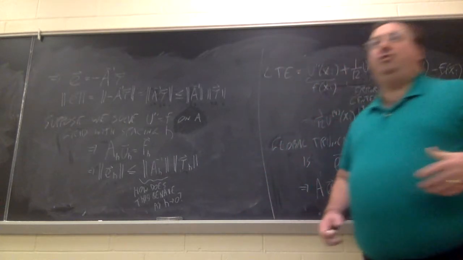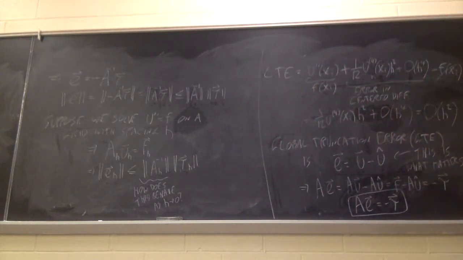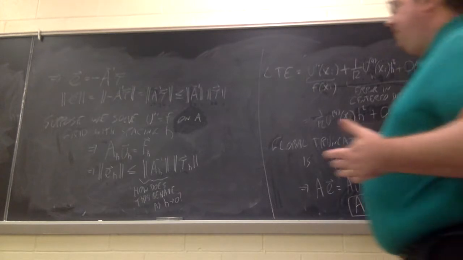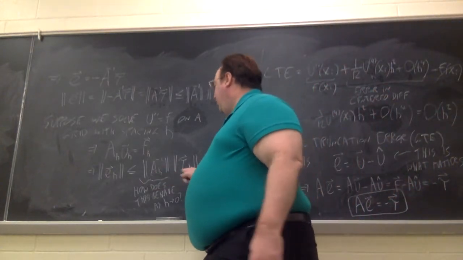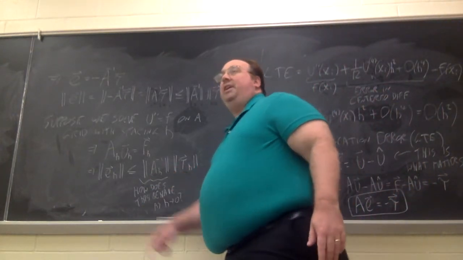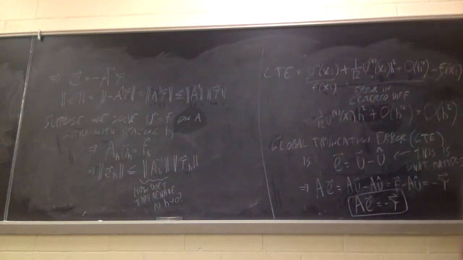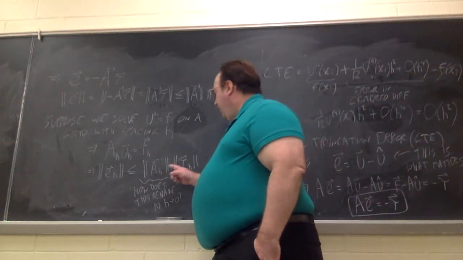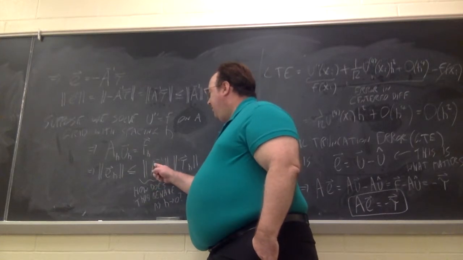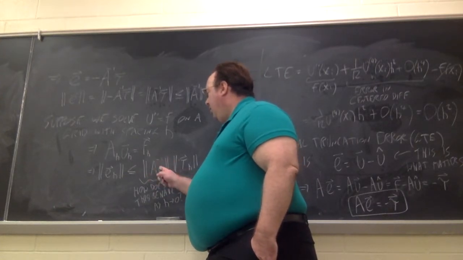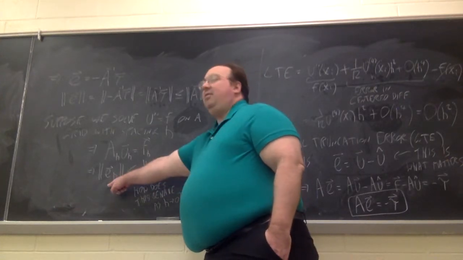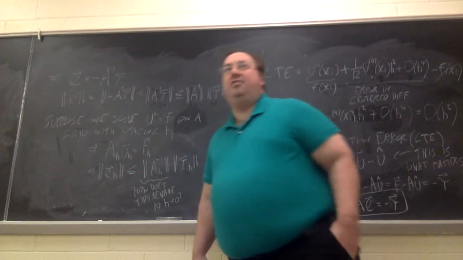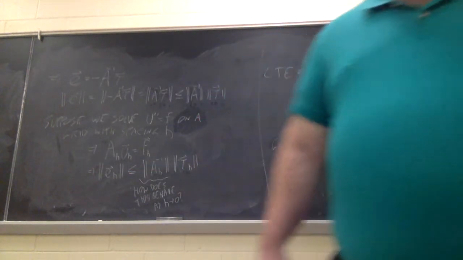If you're using spacing h, that means you're using n grid points. This is an n by n matrix. As h goes to 0, this matrix is growing. What if its magnitude, what if its norm is growing with it? There are numerical methods that have this problem, where as h goes to 0, this can grow, so that maybe the global error does not go to 0.